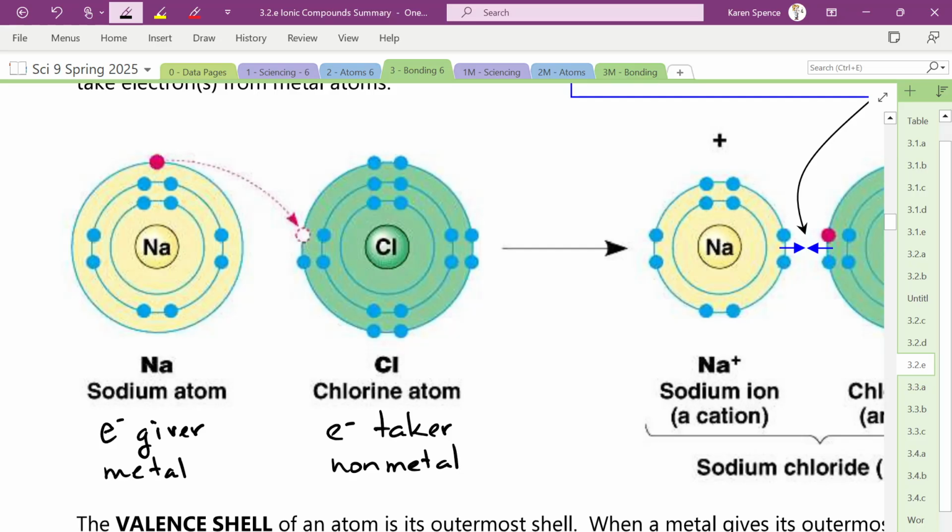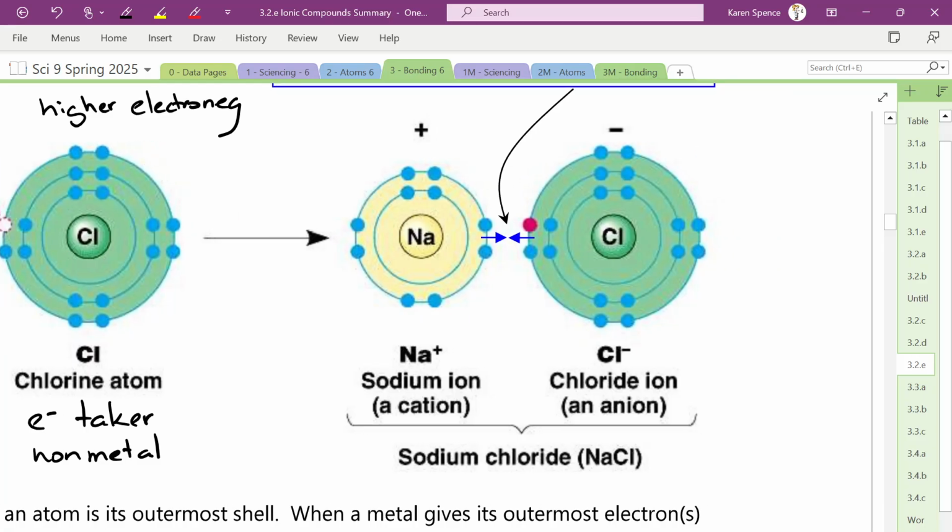Which one of those would have higher electronegativity? Chlorine. Higher electroneg, I'm just going to say electroneg because it's such a long word. And this one is lower. When we're in grade 11, we actually get to the point where we just call it EN for electronegativity because that's such a long word. And we end up with a positive ion, a cation, which is the metal, and the negative ion, which is the non-metal.